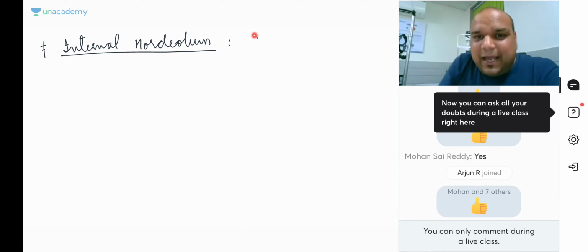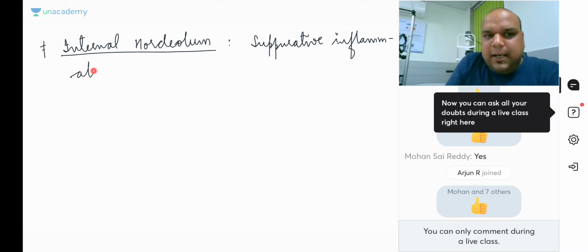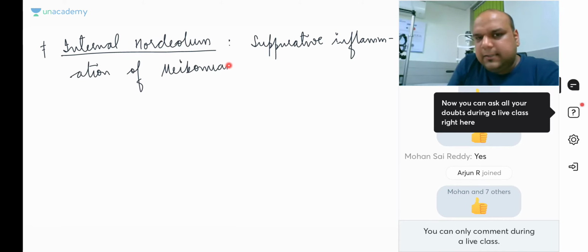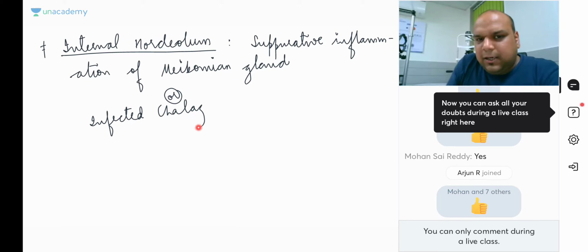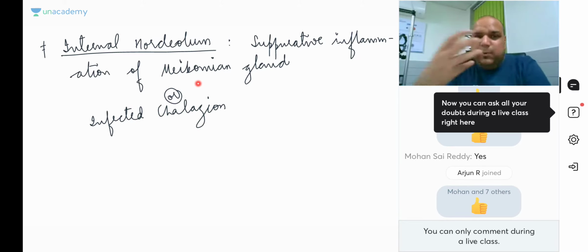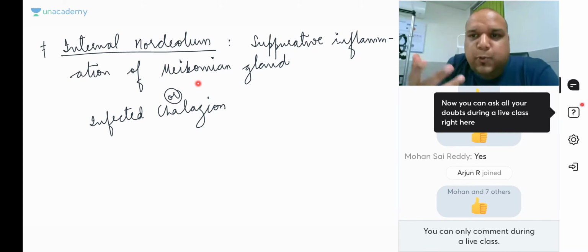Because it is like a stye, I will say it is also an infective condition. It is a suppurative inflammation. But of which gland? It is a suppurative inflammation of the meibomian gland. Okay, everybody? Or if you want to call it in another way, it is an infected chalazion. Chalazion was affecting the meibomian gland, and now that meibomian gland has become infected, so it is causing suppurative inflammation. So basically a mixture of both, the gland of chalazion and the inflammation of stye.